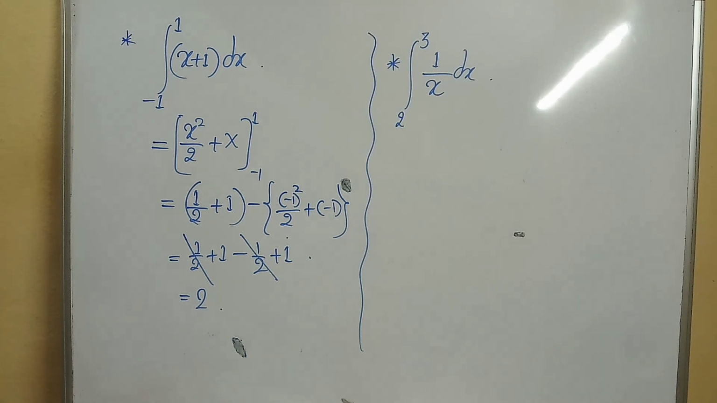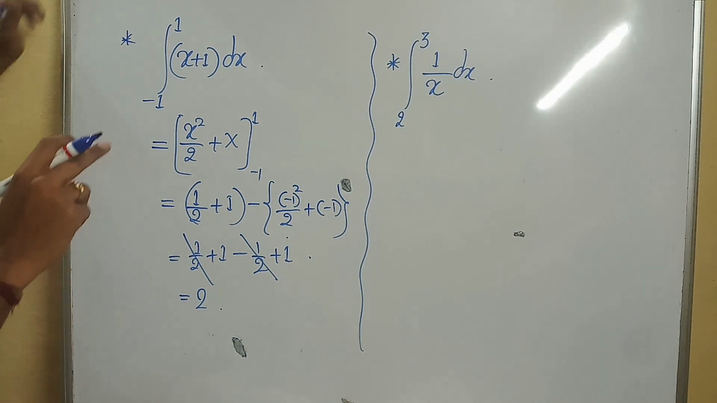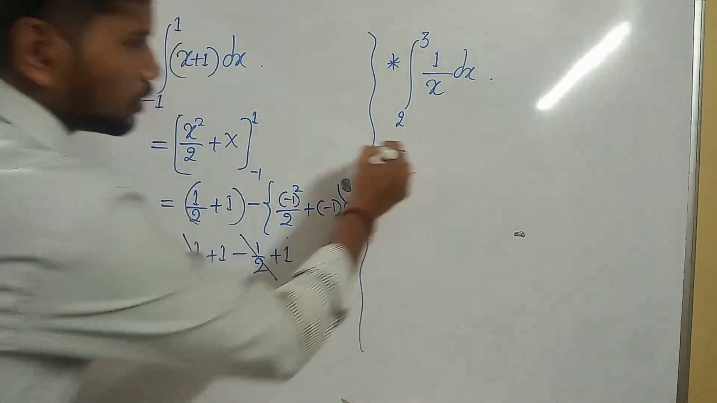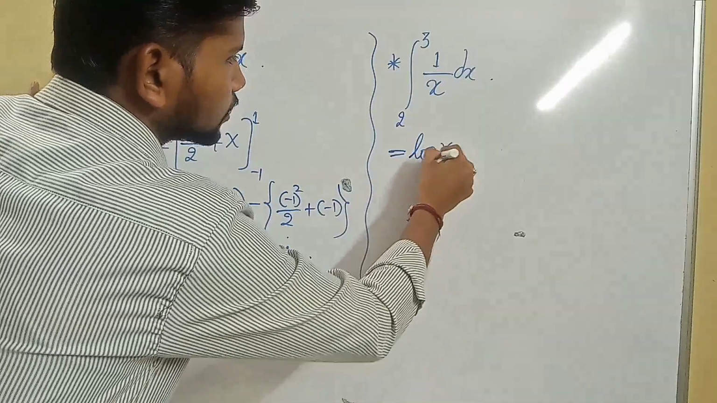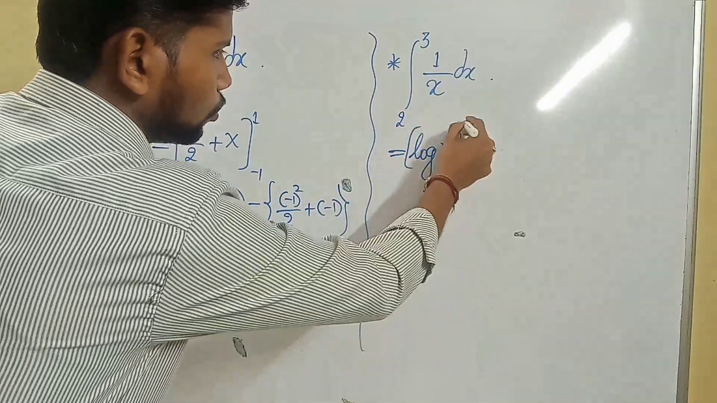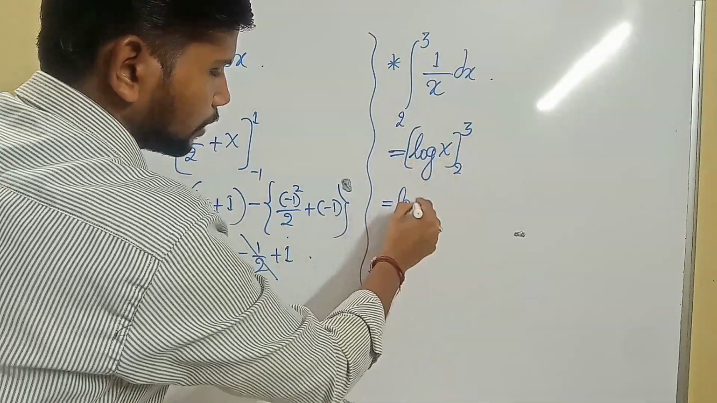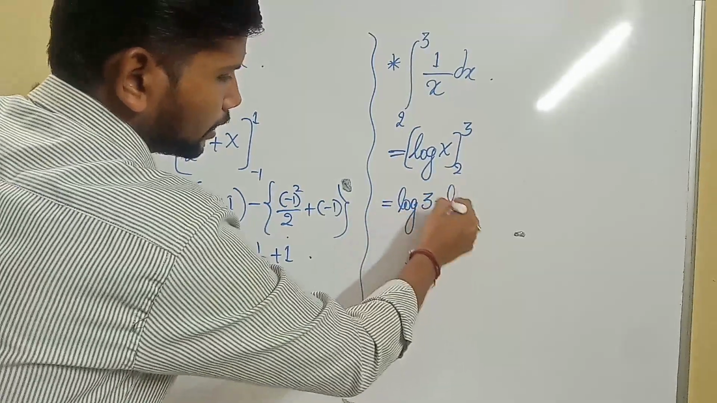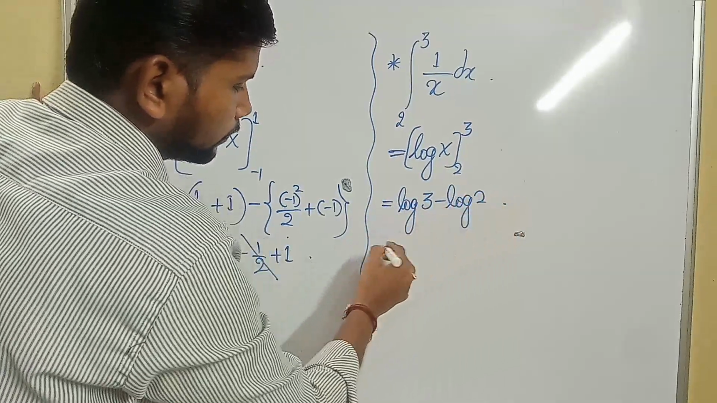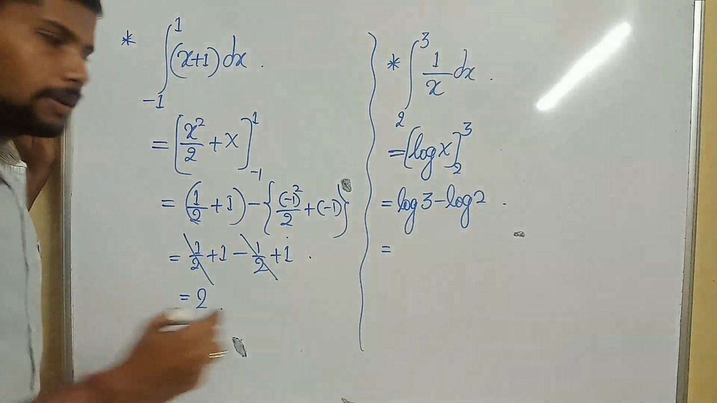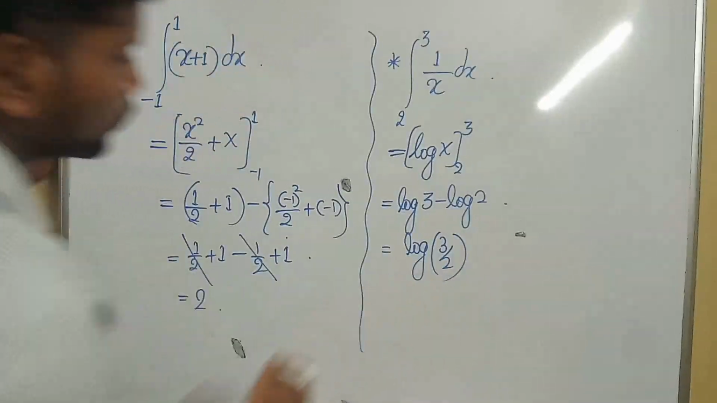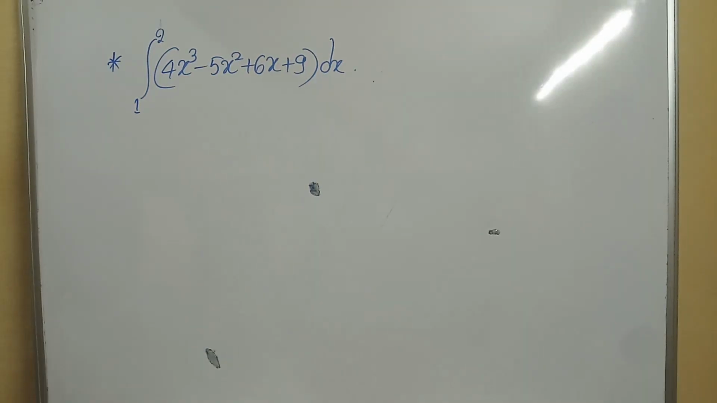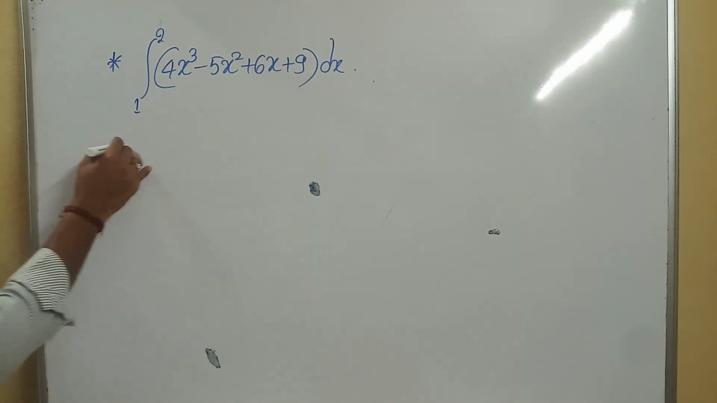The next example is integral over 2 to 3 of 1 by x dx. What is integral of 1 by x? It will be log of x. The limits are 2 to 3. Okay. Substitute the upper limit value: log 3 minus log of 2. Okay. Log a minus log b will be log of a by b. Log of 3 divided by 2. Got the point clear? Observe the next example.